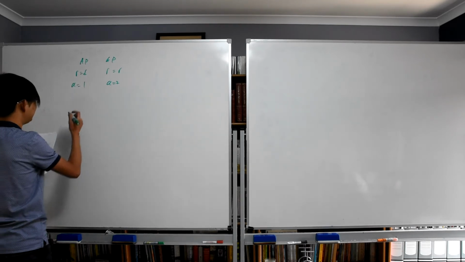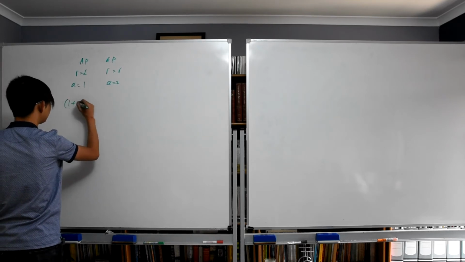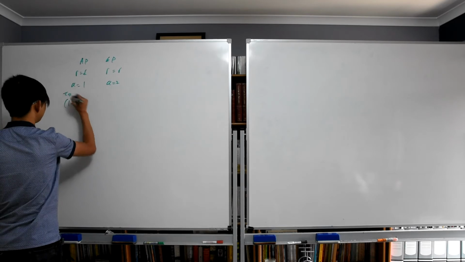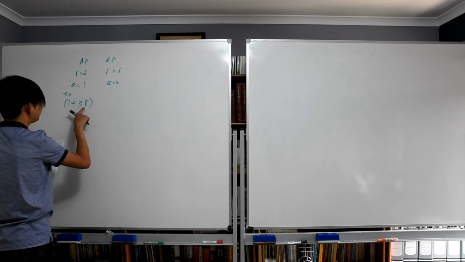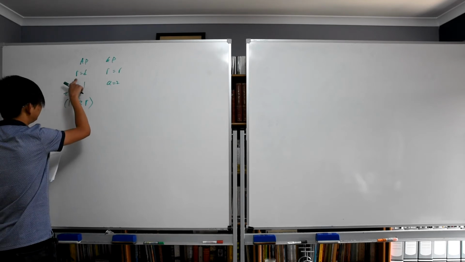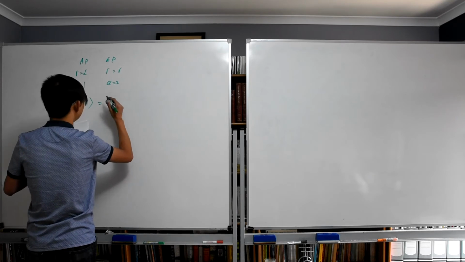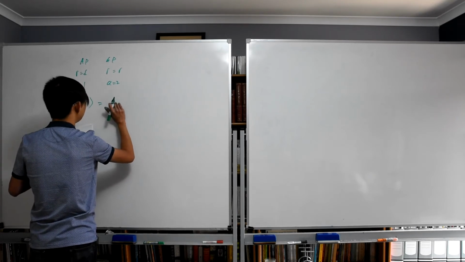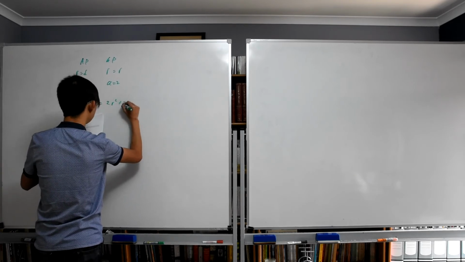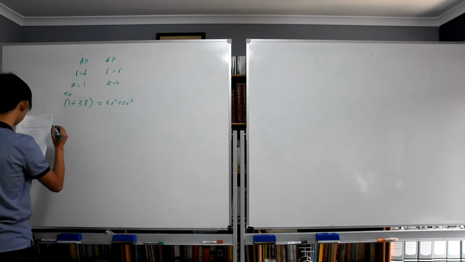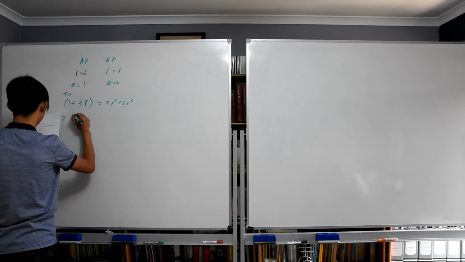Well, we know that the fourth term of an arithmetic series is given by the first term plus three common differences. In this case, the common difference is written as r. This is equal to the sum of the third and fourth term of a geometric series. In this case, it's going to be 2r squared plus 2r cubed. We get this cubic equation.